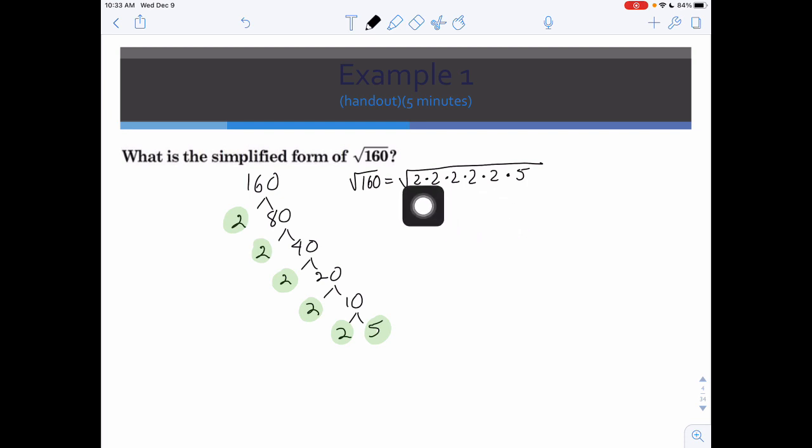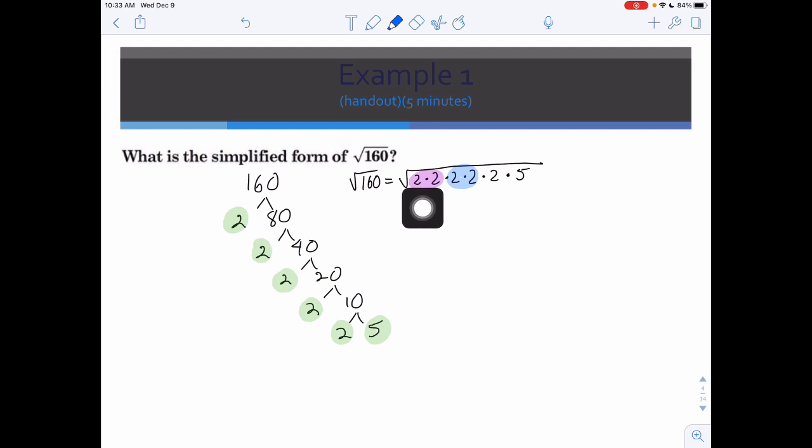Now, the way I like to look at these problems is that square root means we're looking for pairs of 2. So you want to find however many 2-of-a-kind pairs you can under the radical once you have found the prime factorization of the original number. Notice we have a pair of 2's followed by another pair of 2's, and then we have a 2 and a 5. The 2 and the 5 don't have a pair, so we don't highlight them. Every time you highlight something, that means it's a perfect square. So we have a 2 squared and a 2 squared.